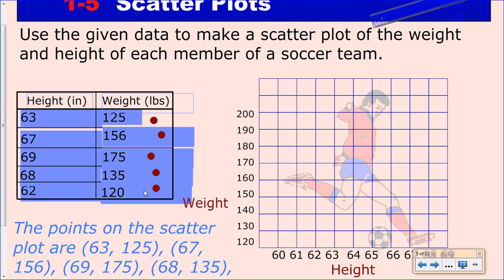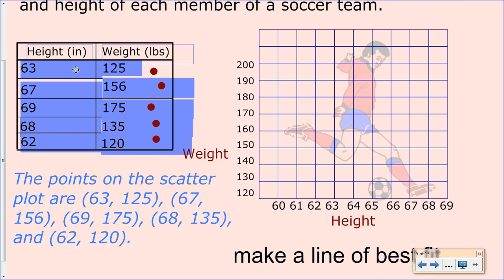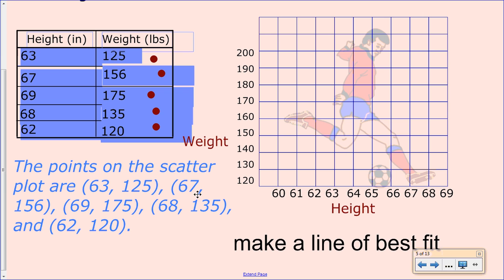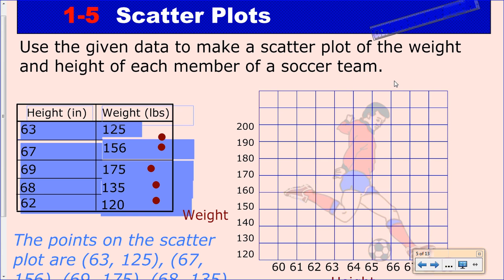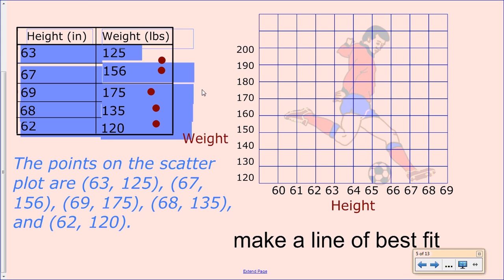So we're going to make a scatter plot here using this data. We're going to compare the height and the weight of soccer players. Here are the points in graph form and in point form. We're just going to grab a dot and plot it on here. When you make your scatter plots, of course, you want to make sure that you number your axes as well as label them, height and weight, and add a title. This one doesn't have a title on it, but it's the soccer team, so we could just label it soccer team. So a height of 63 and a weight of 125 pounds is about right there.